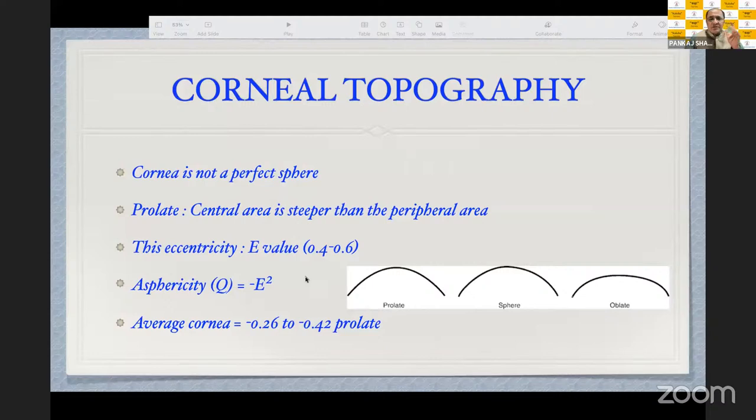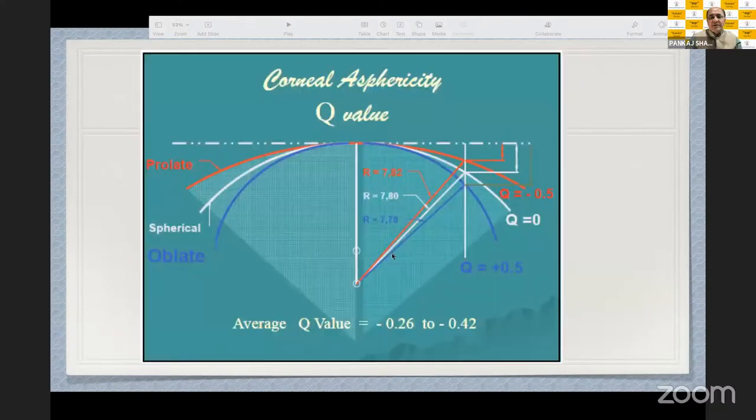Now, the most important confusion in students is, how come that the cornea is flatter in the periphery, but still it is positively aspheric, which means there is a positive spherical aberration. Now, to understand that, we have to superimpose all these things. This white line is the ideal spherical surface. Cornea, since it is flatter in the periphery, it is prolate. So this is going flatter in the periphery, both sides. So Q value becomes minus.